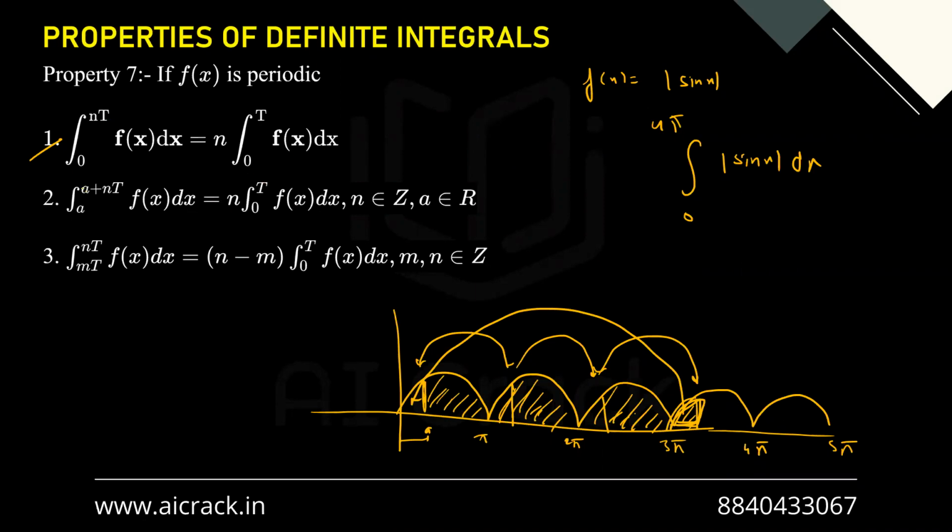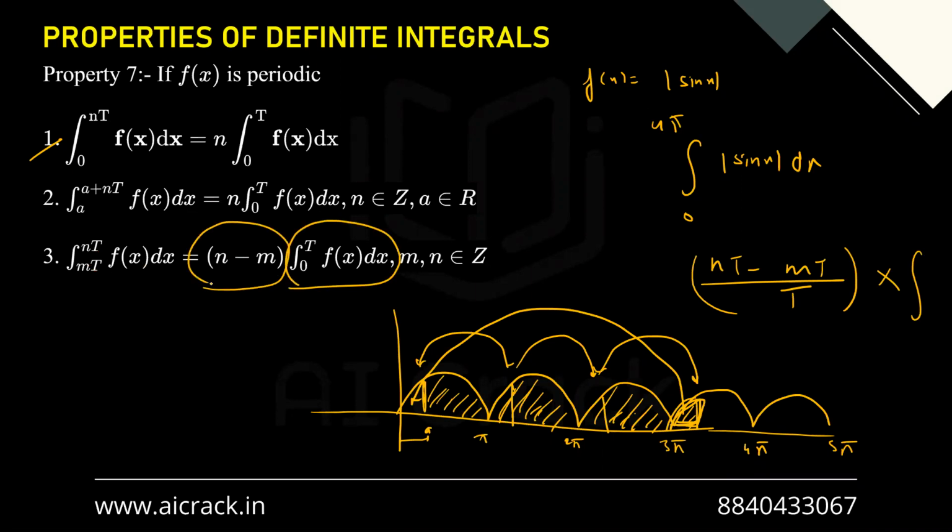Similarly over here, upper limit minus lower limit gives a plus nT minus a, that would give me nT divided by T, multiplied by one single cycle area. Again, similar thing. Similarly over here as well, you can use the same logic: nT minus mT divided by T, multiplied by one single cycle area. So this is one single cycle area, this is the number of cycles, and it is multiplied by this one.